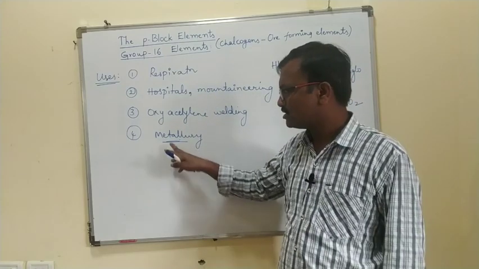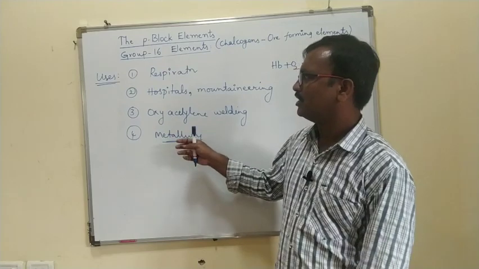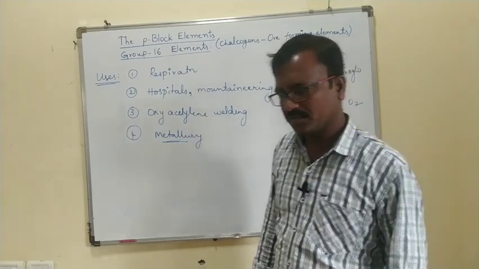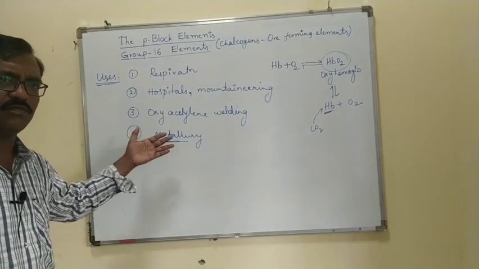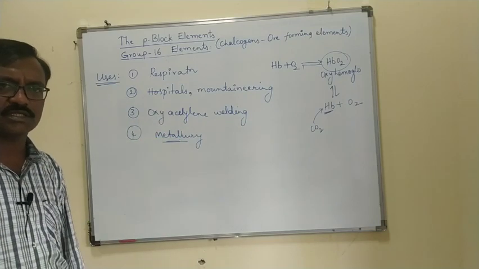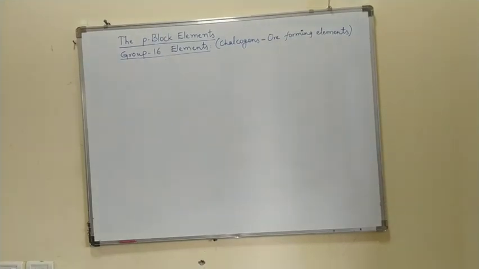Oxygen is also very important in the metallurgy process, in many metal extractions. There are many importances, but they have given 4. You have to remember at least 2 to 3 of them. That will be more than enough. Next one is the types of oxygen.